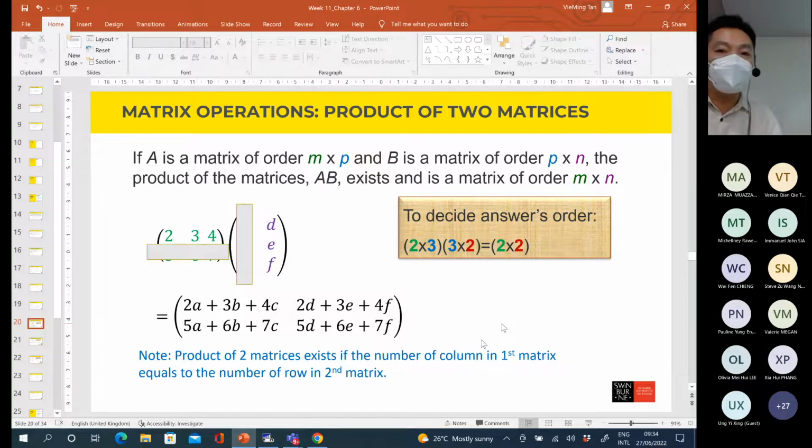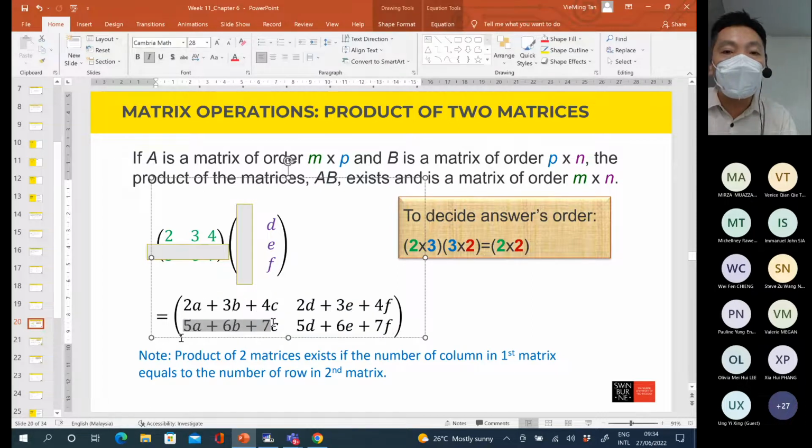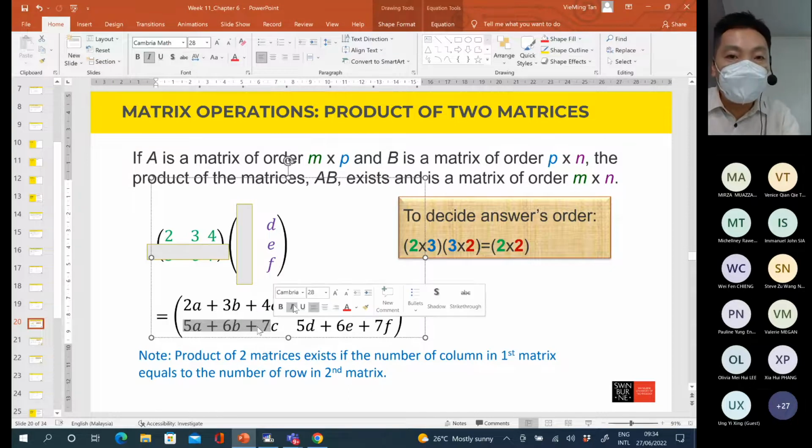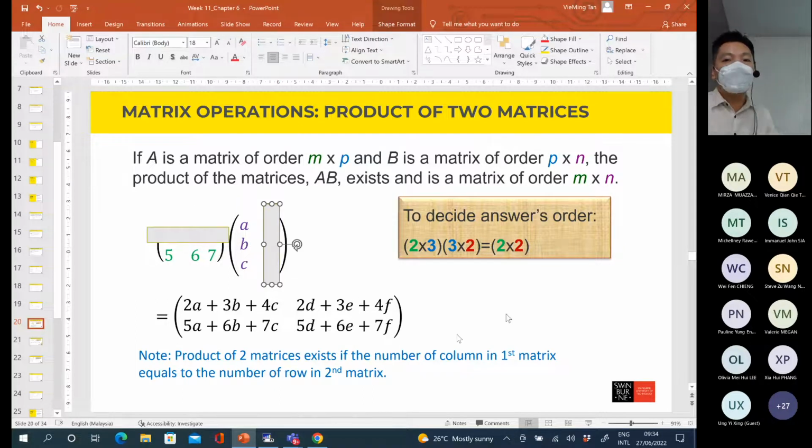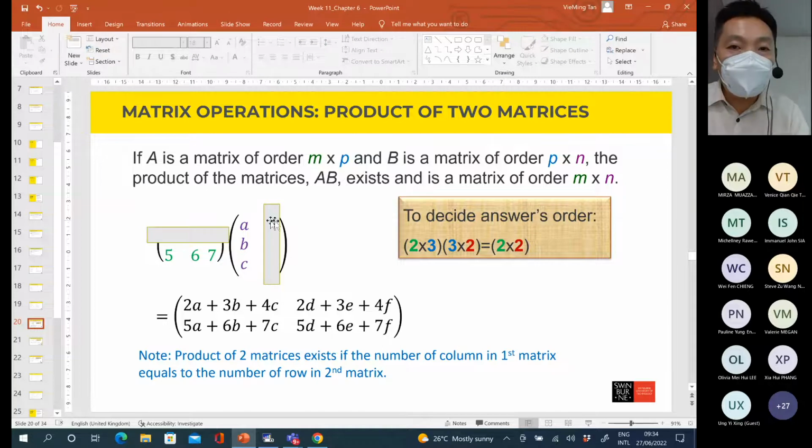Now move on to this element. It is at the location of row number 2, the second row, and column number 1. So you involve the second row and column number 1 of matrix B. Let's perform it: 5 multiply A, plus 6 multiply B, and then plus 7 multiply C. This is the final answer because A, B, C are different variables, so we cannot combine like terms. There is no like term, so just leave the answer here.